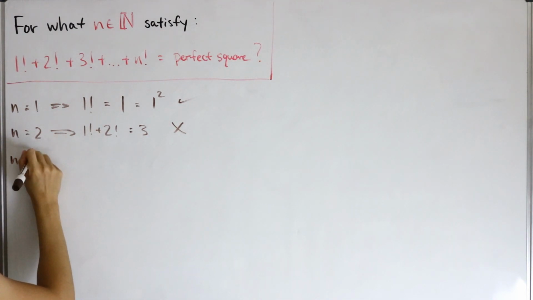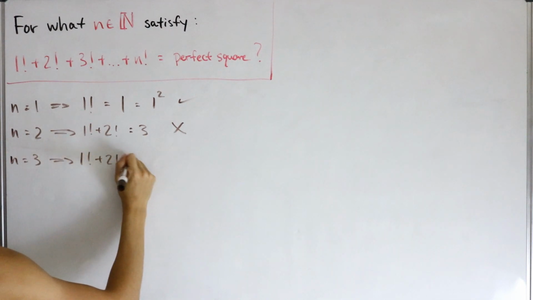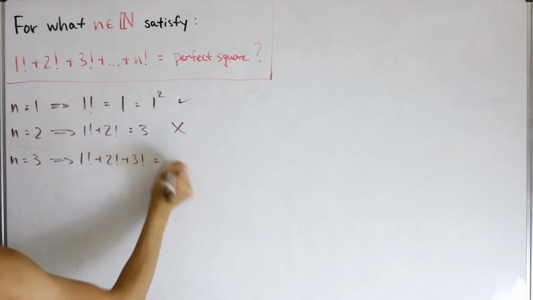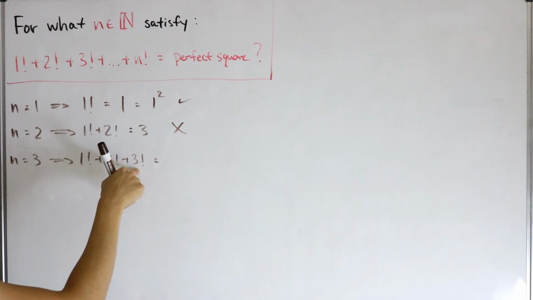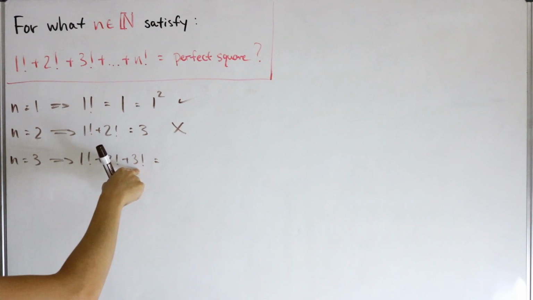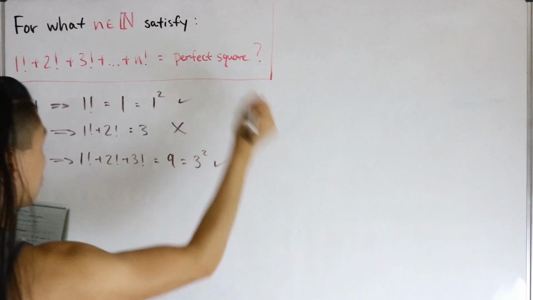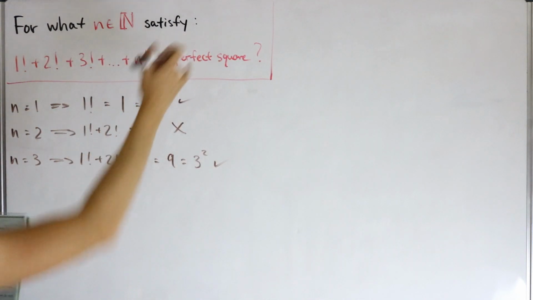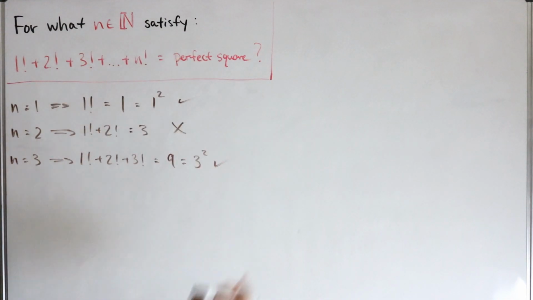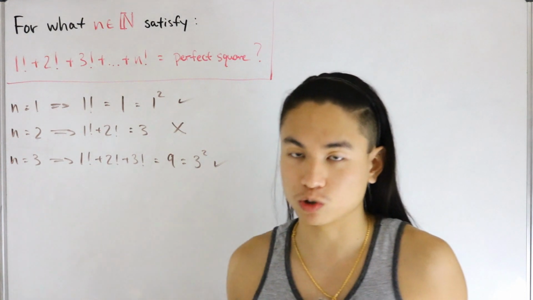So n equals 3, let's try that. I have 1 factorial plus 2 factorial plus 3 factorial. That means 1 plus 2, so that's 3, and then 3 times 2 times 1 is 6. So 3 plus 6 is 9, and that's the same thing as 3 squared. So we have 2 numbers in our natural number system that satisfy the expression for a perfect square. You would have to keep going for n equal to 4 and so on.